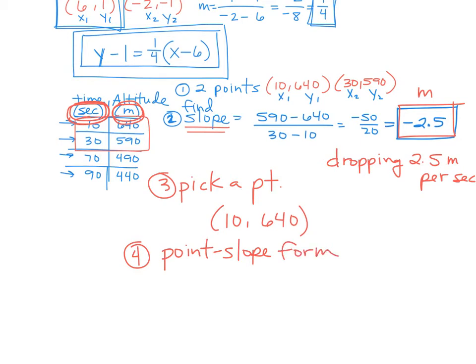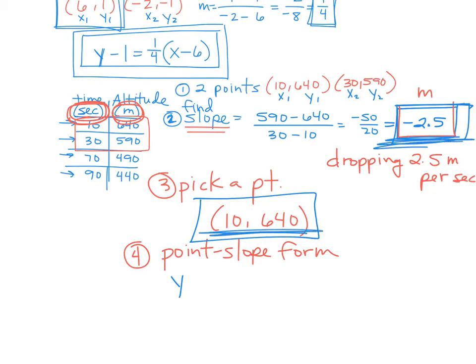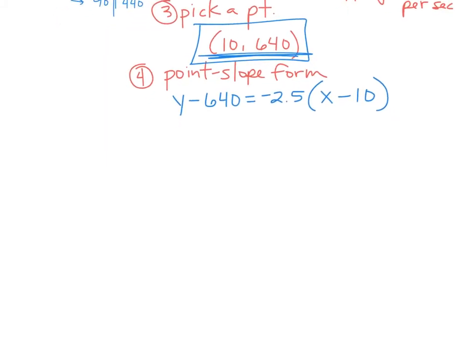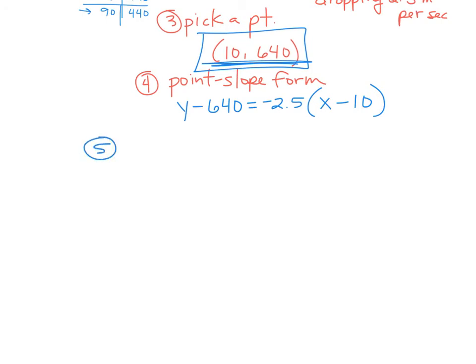What is point slope form going to look like if I have a point and a slope? Plug that into point slope using this point and this slope. y minus 640 equals negative 2.5 times, in parentheses, x minus 10. So y minus y1 equals m times x minus x1. Now here's where you have to take your time and do these steps carefully. Your fifth step is change it to slope intercept.